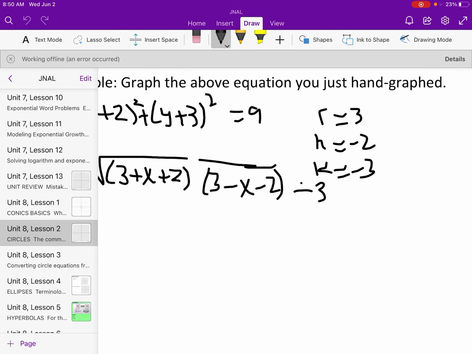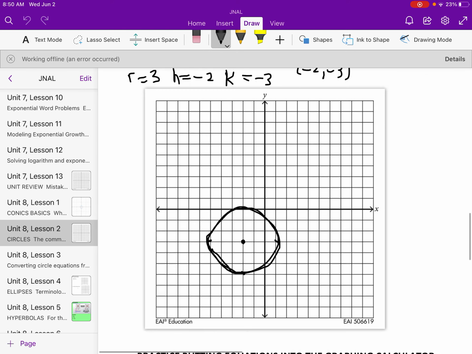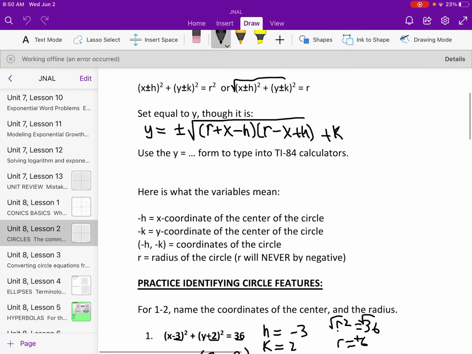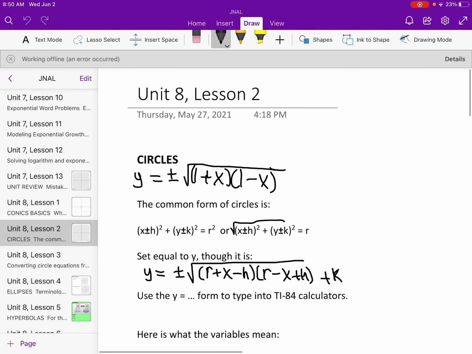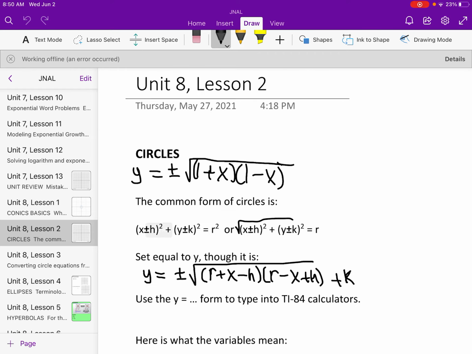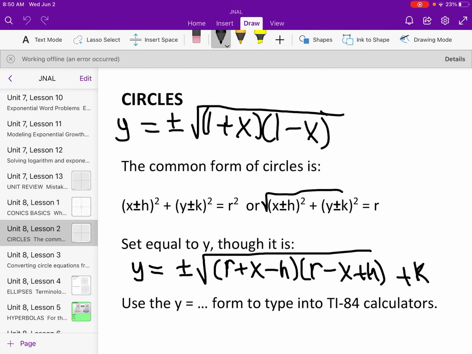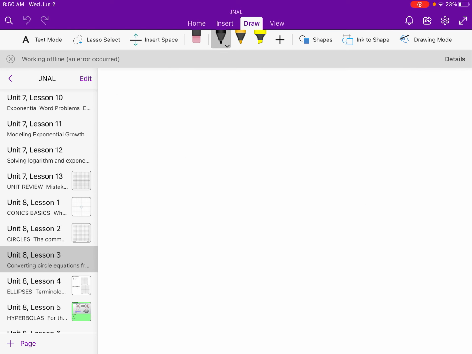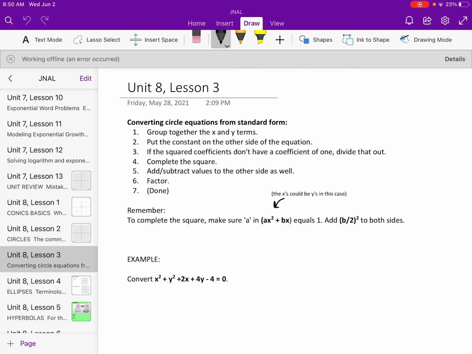But the form that circles should be in that's easy to graph is the form that we have up here. Not the one with the y equals. The one like this. That's the common form of circles. That has x plus h squared, y, you know, that. But sometimes it's not in that form, and you need to know how to do it. And that's by completing the square.